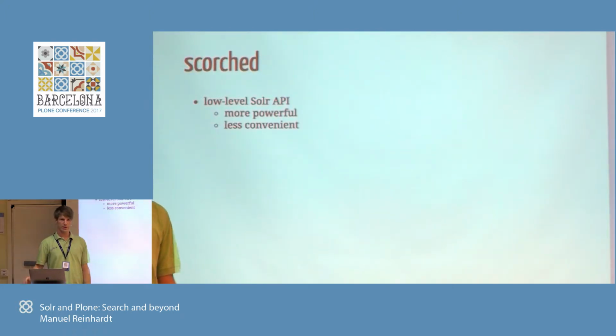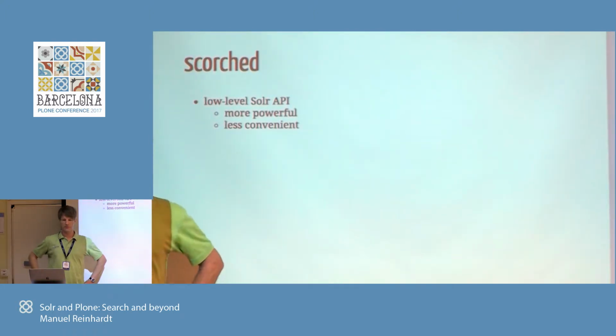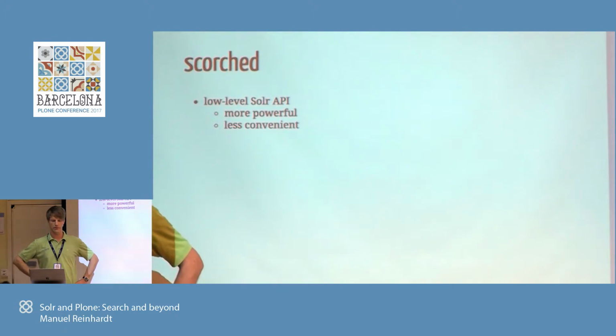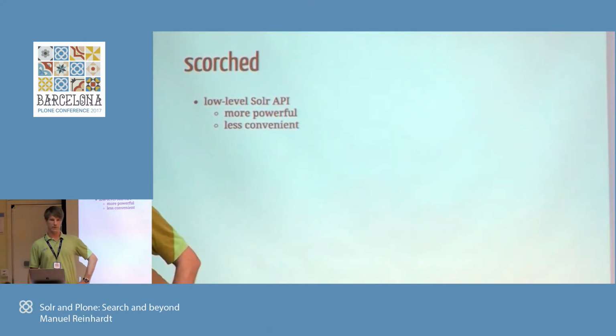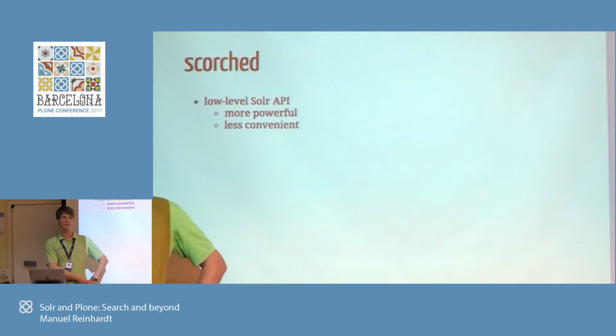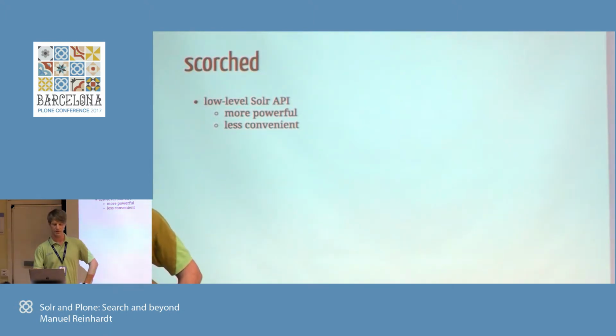There's also Scorched, which is an even more low-level approach. It's basically a Python Solr API, which is more powerful. You have more options there, more things you can do, but it's also less convenient. You have to do more pedestrian work to get results that are usable in Plone.